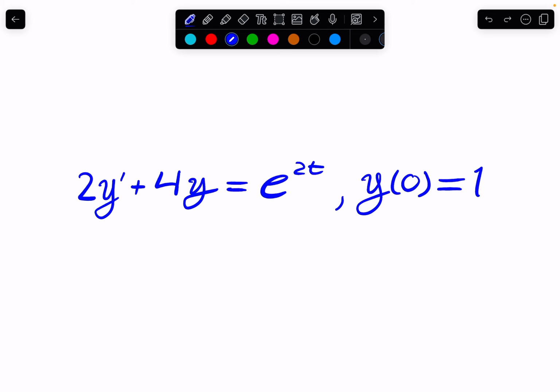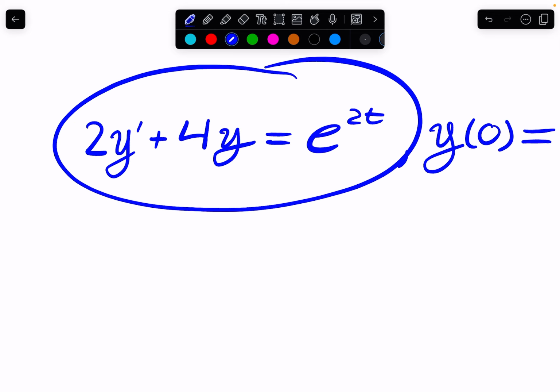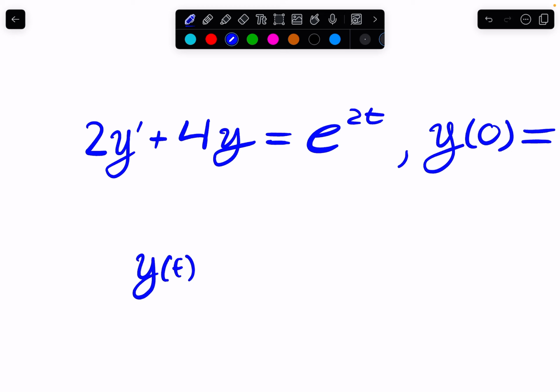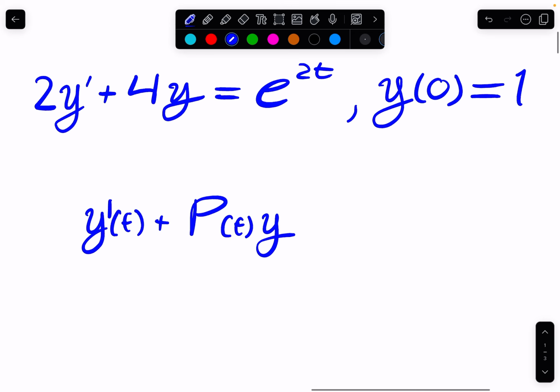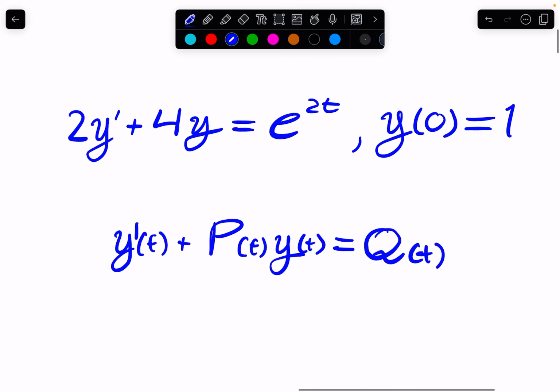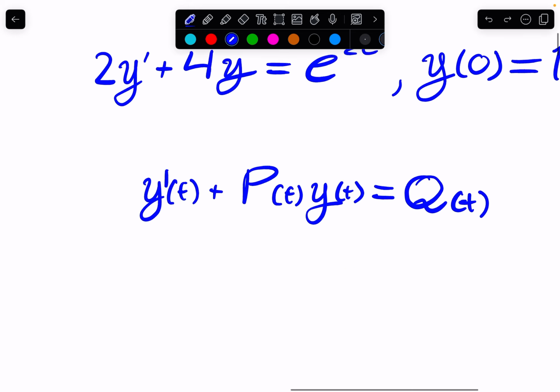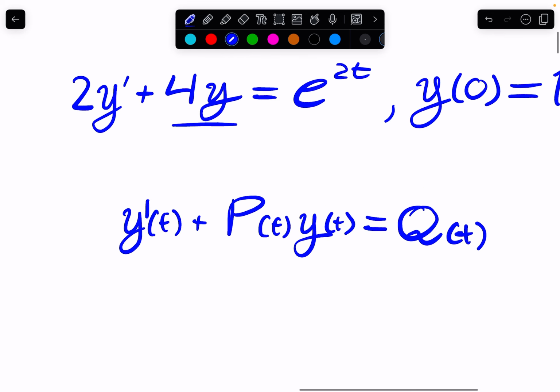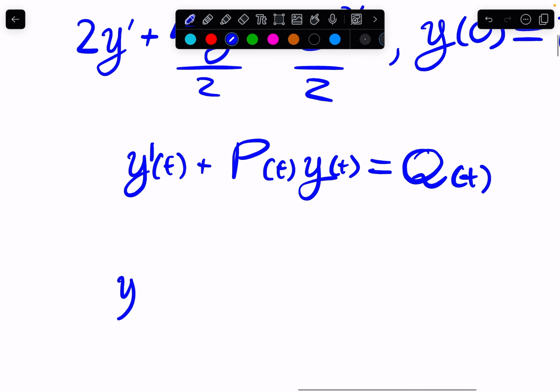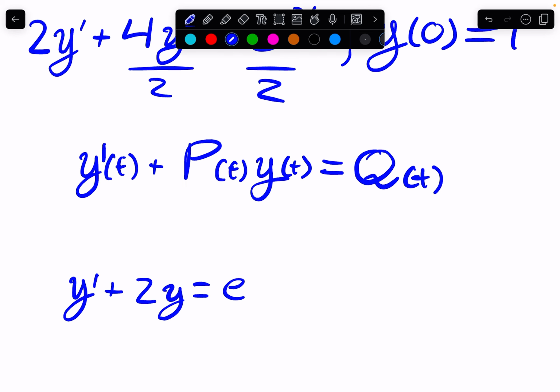First, we have to take this equation and put it into the form y prime plus p of t times y of t equals q of t. We can see pretty quickly that it is close to this form, but it's not because of this 2. So we're going to divide it out across all of the terms: y prime plus 2y equals 1/2 e to the 2t.